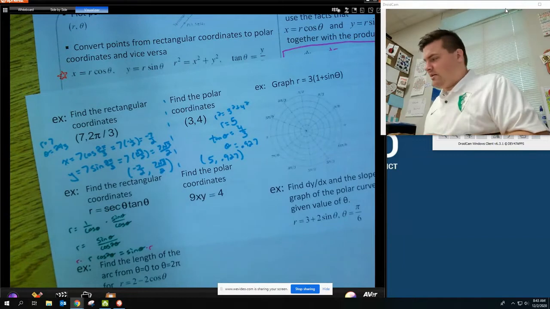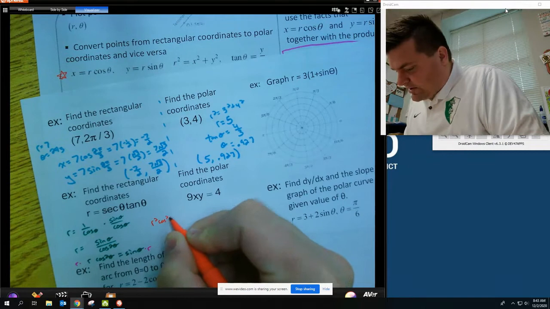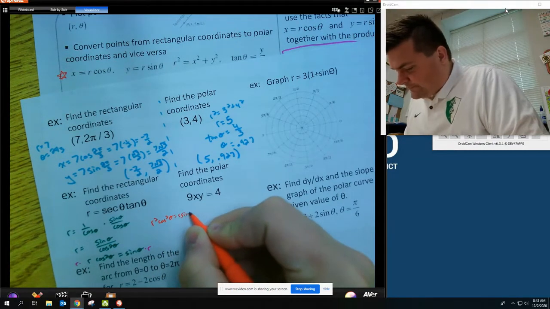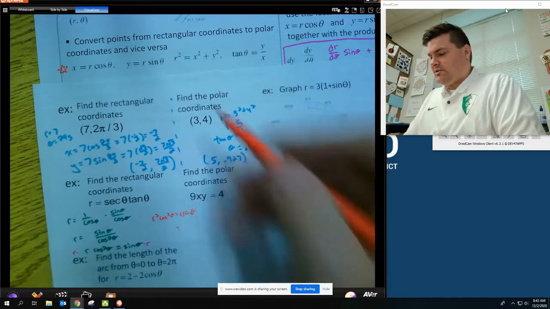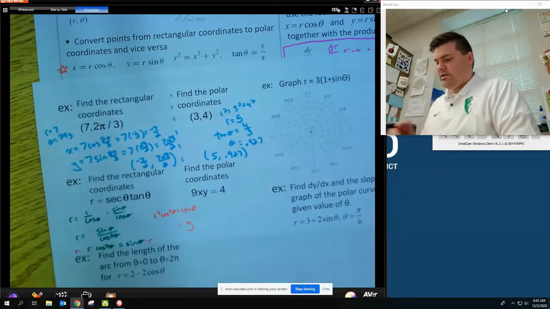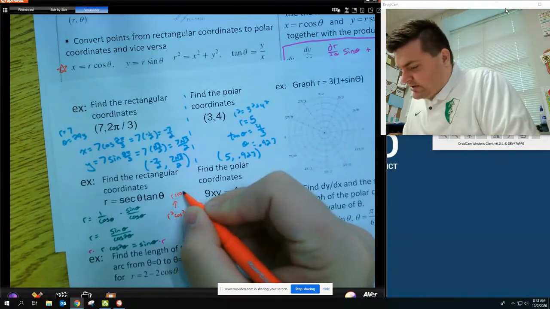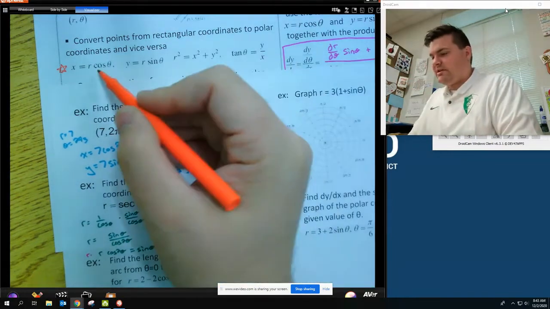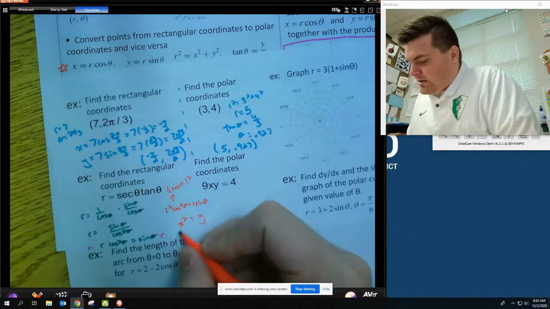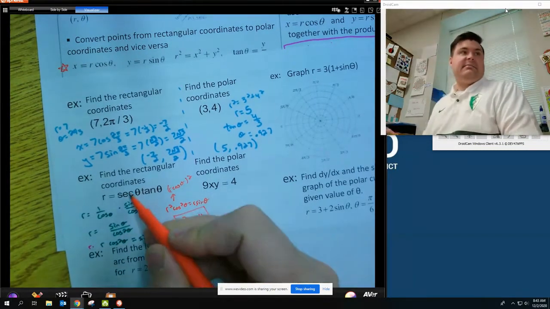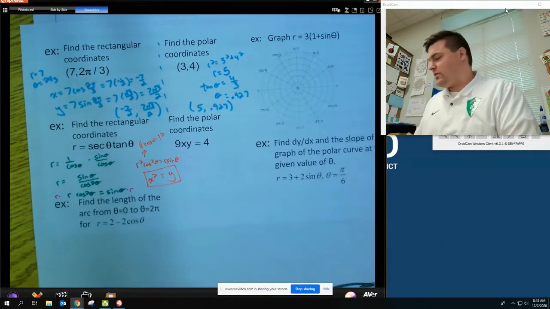And that's going to give me, in red, r squared cosine squared theta equals r sine theta. Well, r sine theta is the easiest one. R sine theta is going to be y. R squared cosine squared isn't the same thing as r cosine all squared. So r cosine is x, so it's going to be x squared. So this is a lovely parabola. Couldn't tell just by looking at it, but that is a parabola. So all we have to do here is just completely transfer into x's and y's.